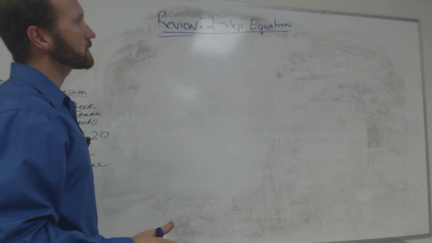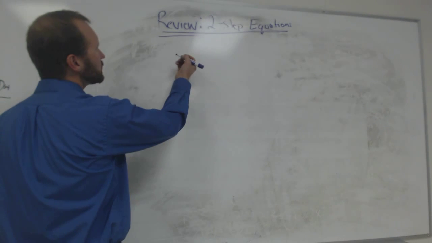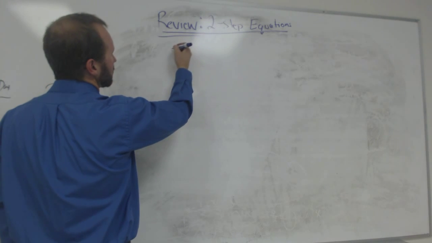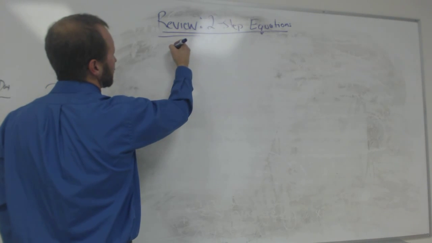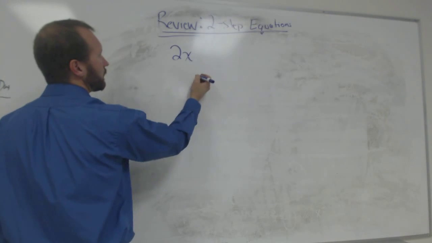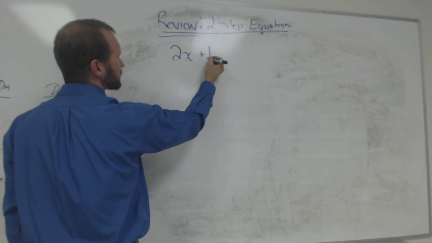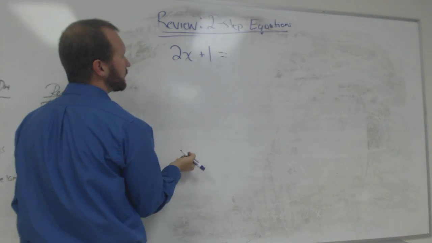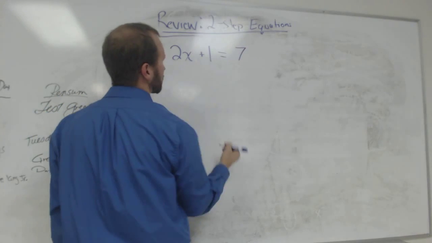Review of two-step equations. So a two-step equation can look like many different things. Usually it has a number in front of x, then it has another number either added or subtracted, and it equals one last number.